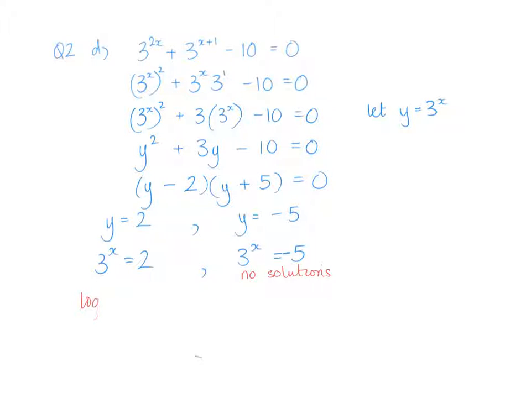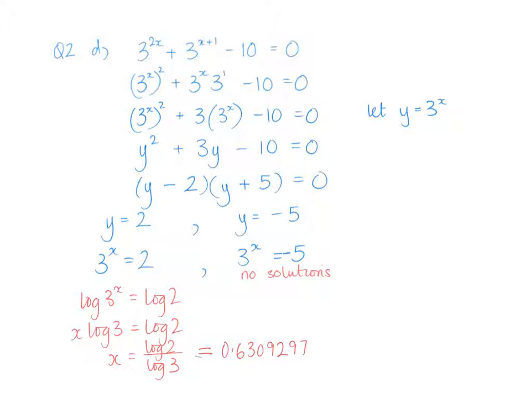And then we apply logs to both sides. And we get x is equal to log 2 divided by log 3. We're asked for the answer to 3 significant figures, so we'll do our calculator on that. And the full calculator display is, which is approximately equal to 0.631, and that's to 3 significant figures.